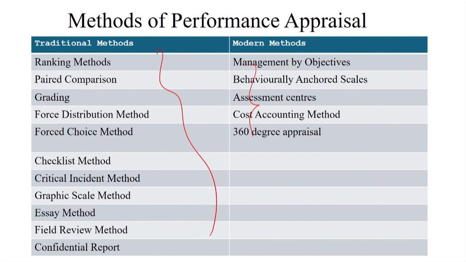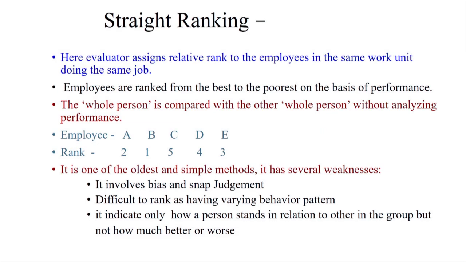So let's begin with the traditional methods. These traditional methods can be the ranking method, paired comparison, grading, forced distribution, forced choice, checklist method, critical incident method, graphic scale method, essay method, field review, and confidential report. In the case of modern methods, it can be MBO, management by objectives, behaviorally anchored rating scales, assessment centers, cost accounting method, and 360-degree appraisal. So let me begin with the first one, the straight ranking method.